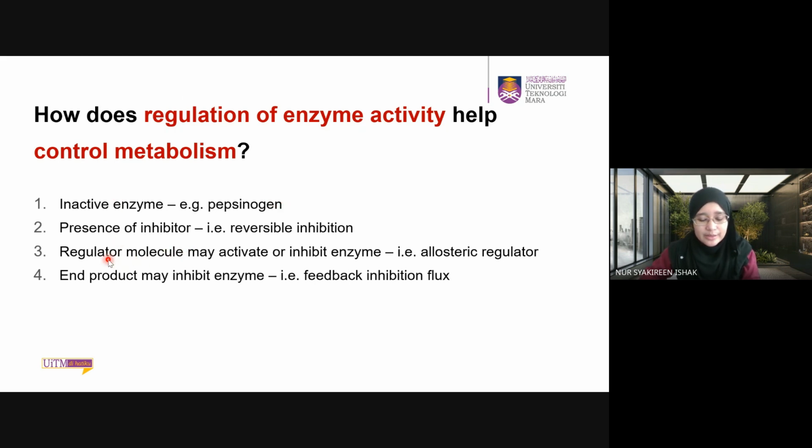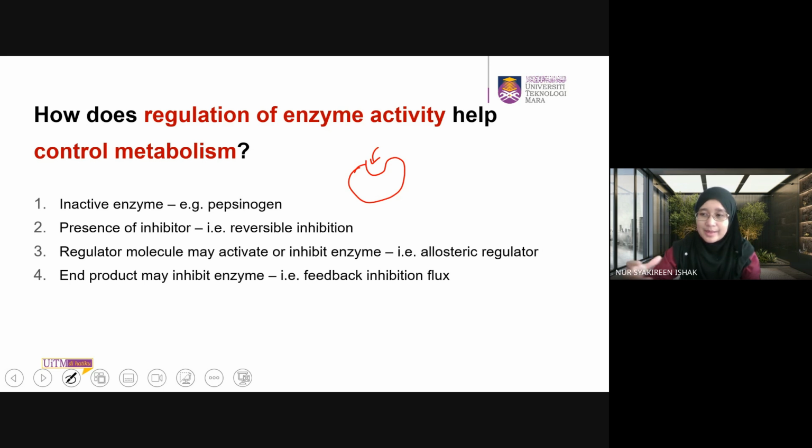regulator molecules. Regulator molecules may activate or inhibit enzymes, such as allosteric regulators. Normally we know that one enzyme has one active site. But there are enzymes that have several subunits that have several active sites, and when the subunits are attached, they form the allosteric site. For example, here, if I were to draw, a normal enzyme has an active site, where the substrate binds.